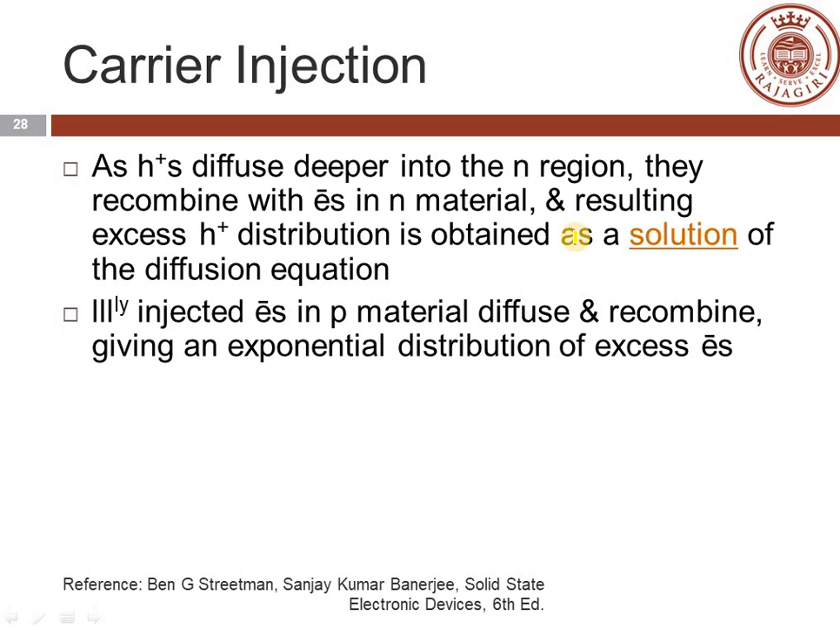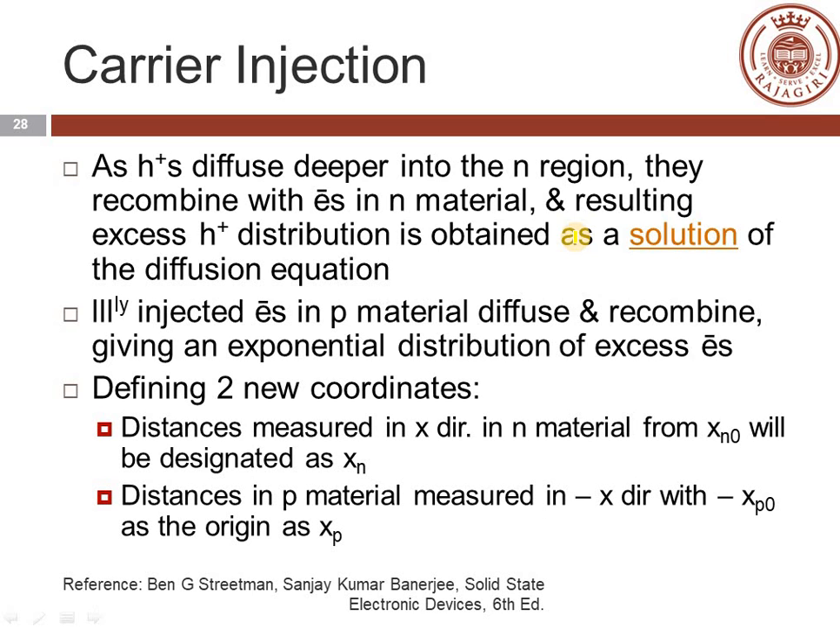Similarly, electrons injected in the p material diffuse and recombine, giving an exponential distribution of excess electrons. Now we will define two new coordinates. We have the edges of our transition region: at the n side it is xn0 and at the p side it is minus xp0. The distance measured from xn0 will be treated as xn, and the distance in the p material measured from xp0 will be treated as xp.